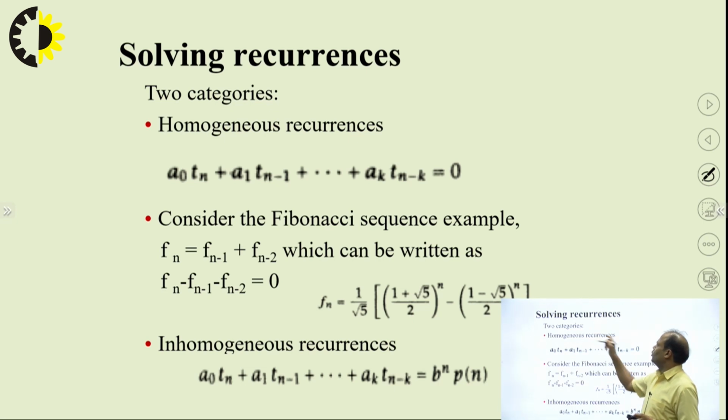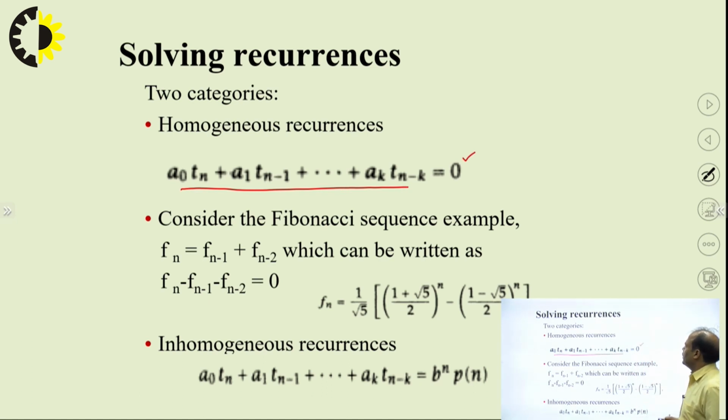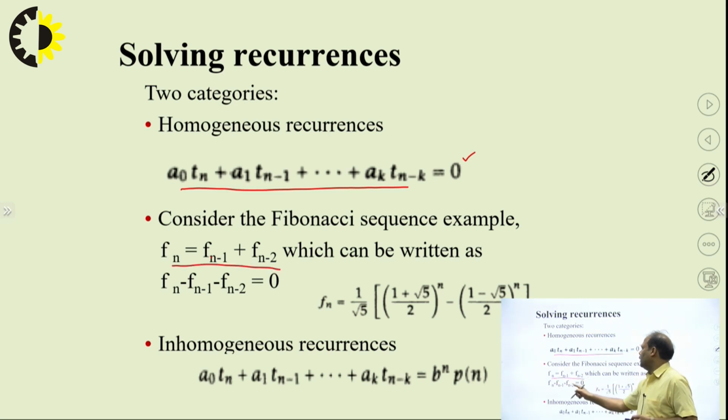The first one is homogeneous recurrences, where we can write it in this form, and the right hand side of the recurrence is 0. For example, consider the Fibonacci sequence. Fn was written as fn minus 1 plus fn minus 2. If you take it to this side, fn minus fn minus 1 minus fn minus 2 equals 0. So here k is equal to 2.